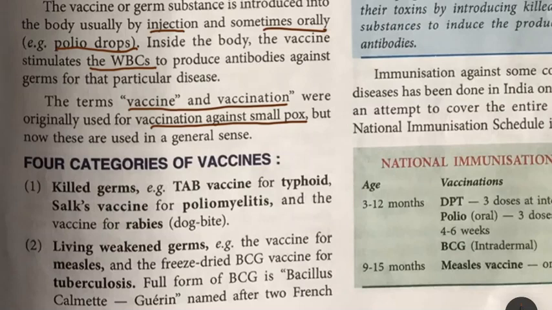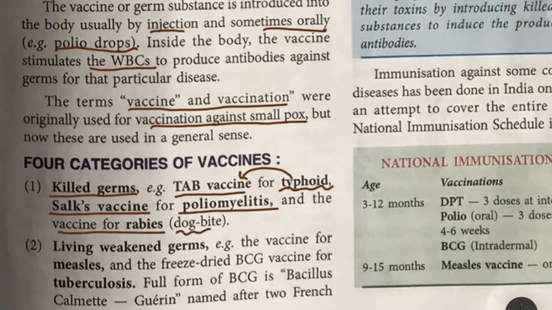Now there are four categories of vaccines which need to be introduced into our bodies. First is killed germs. Example, TAB vaccine for typhoid. Children, these names are very important. For typhoid it is TAB. Salk vaccine for poliomyelitis, and the vaccine for rabies, that is for dog bite. These are killed germs because these germs are very, very dangerous. Even if one enters the body, it will cause havoc.